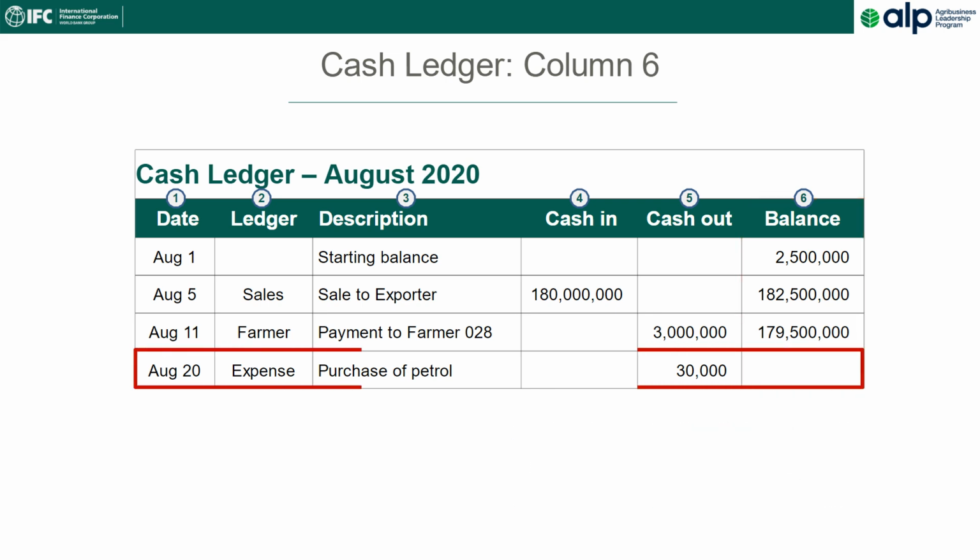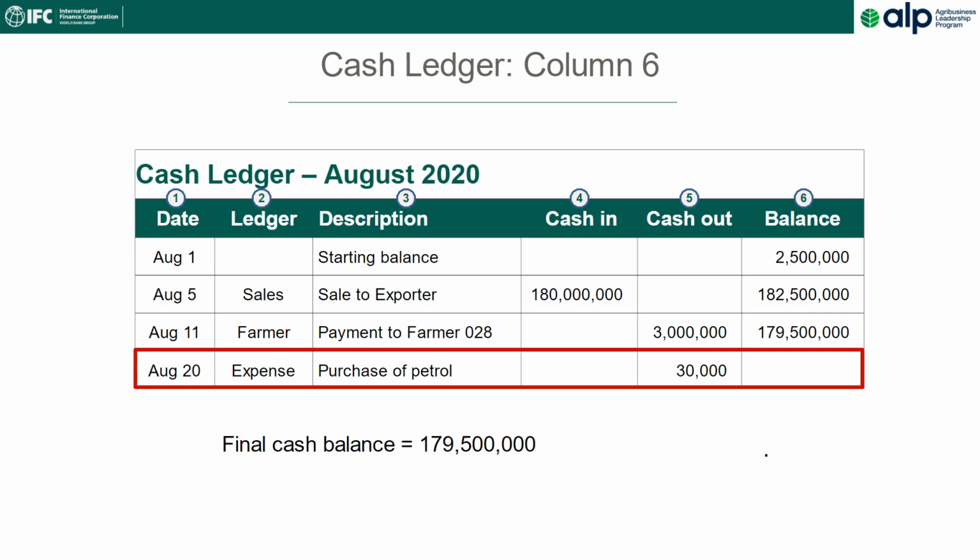Assuming that the last transaction for the month of August 2020 was the purchase of petrol on August 20, what would the final cash balance be for the month? This amount is calculated by taking 179,500,000 minus 30,000 for a final cash balance of 179,470,000. In this example, the payment to Farmer 028 occurred after the sales transaction.